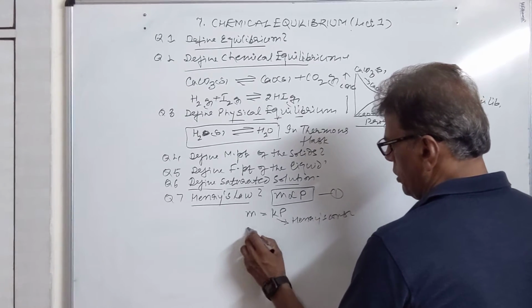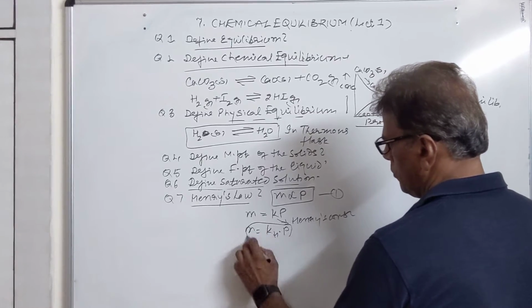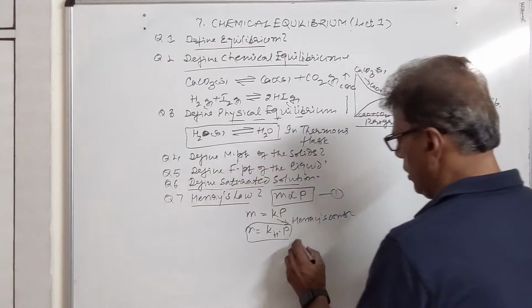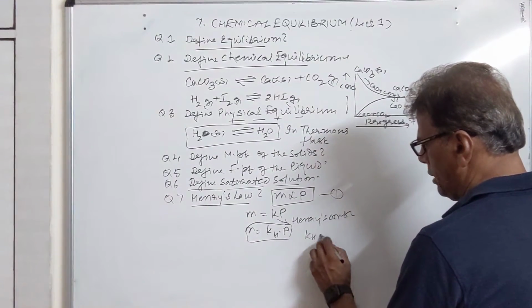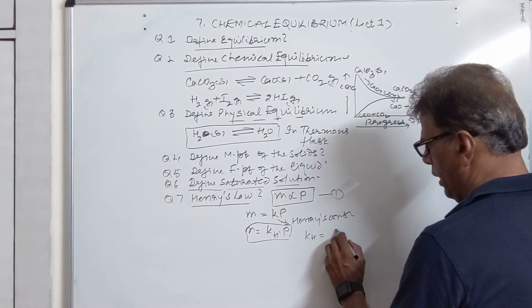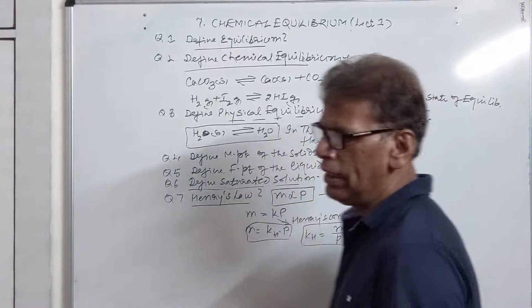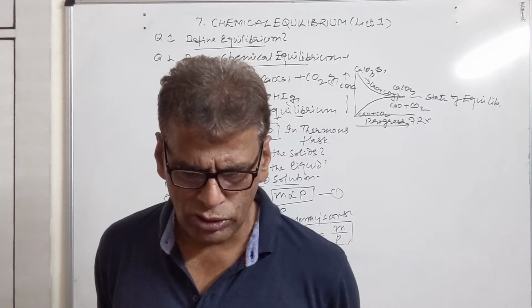Sometimes it is also represented by Kh. So the higher the pressure of the gas, the higher will be the solubility of the gas in the liquid. We can also calculate Henry's constant: Kh is equal to m upon P, that is, the mass of the gas divided by pressure will give you Henry's constant.